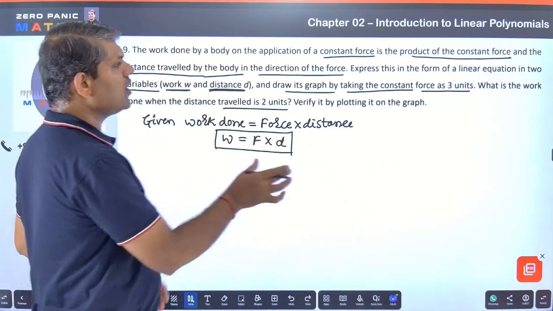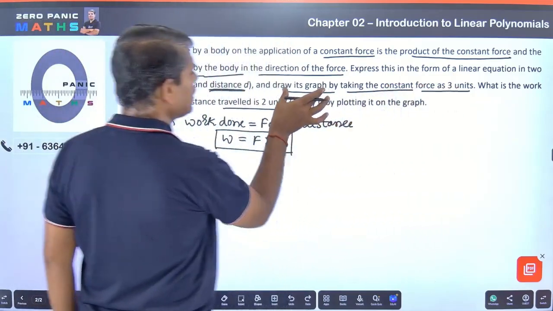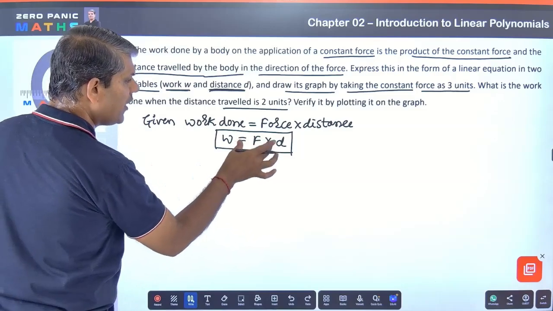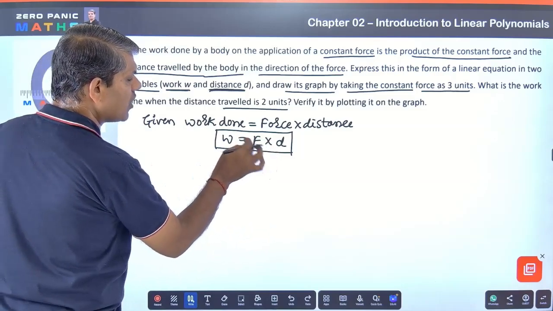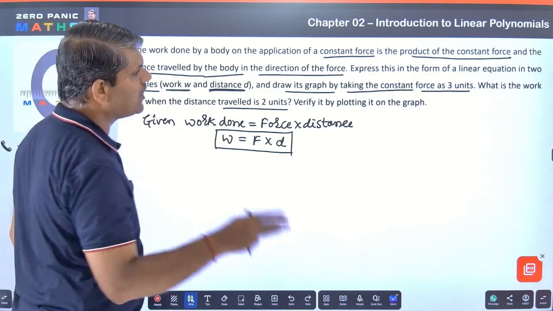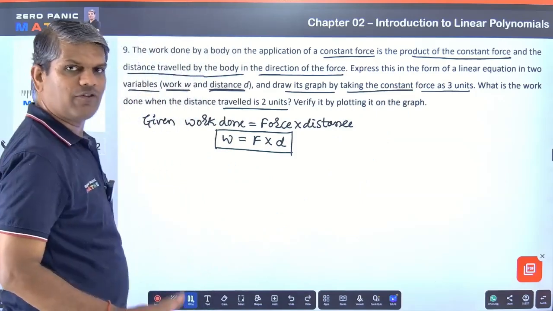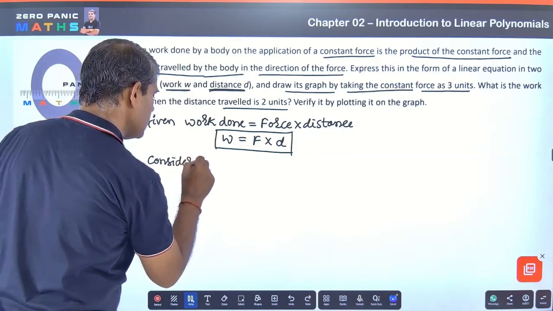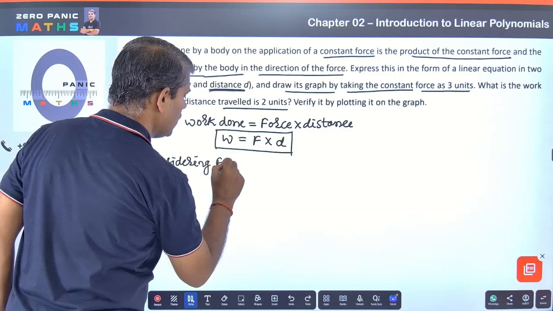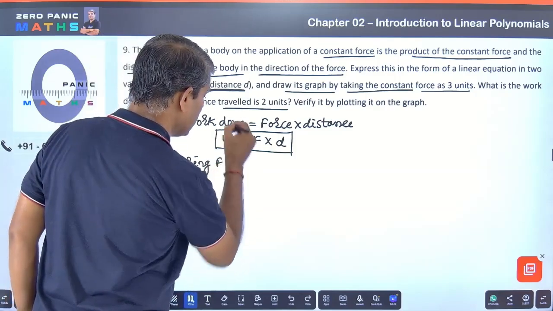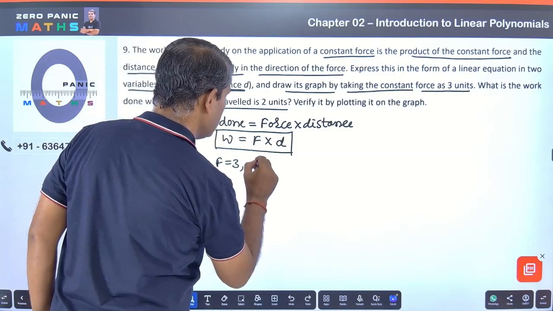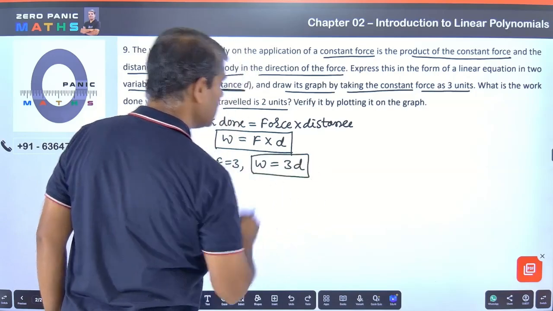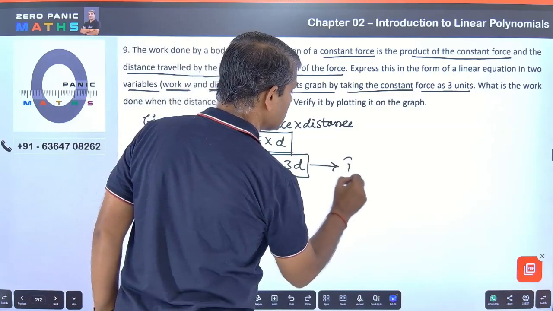Okay, now constant force of 3 units for which we are actually drawing the graph. I can just reframe this formula by considering the constant force as 3 units only, because for that only you are going to plot the graph. So considering F is equal to 3, the formula will become W is equal to 3D. Correct? So let me consider this formula only and call this equation 1.